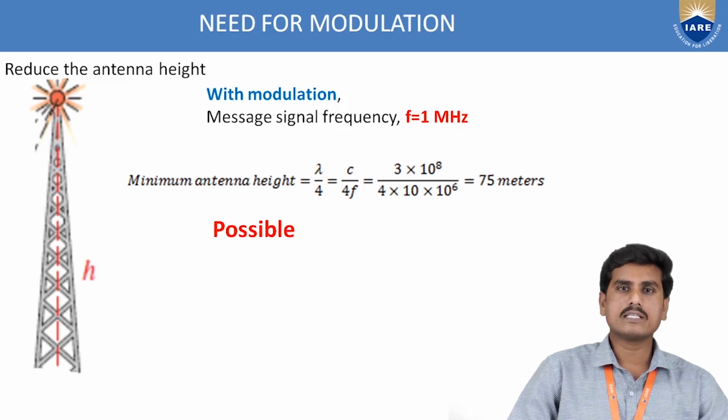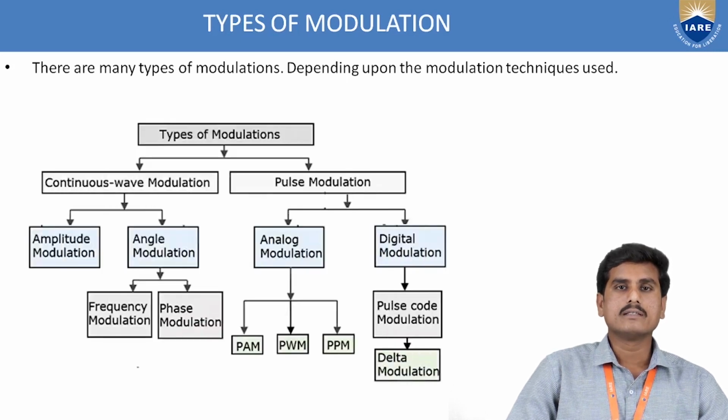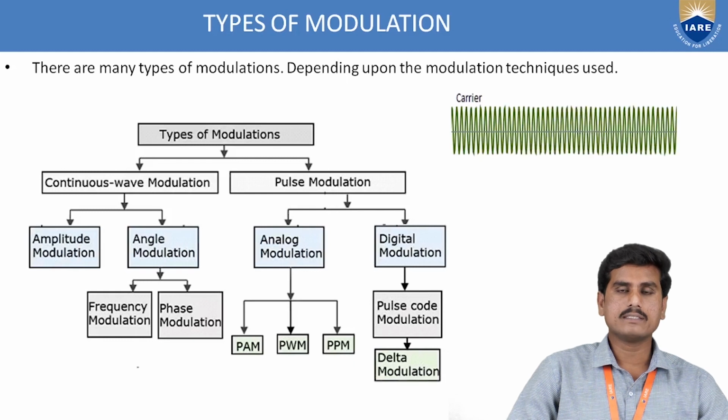So in these two cases we can observe, with a low frequency signal we require a very high antenna height. After modulation we can easily reduce the antenna height. So now see what are the different types of modulations based upon the modulation techniques. Here there are two different types of modulations. One is continuous wave modulation and the second one is pulse modulation.